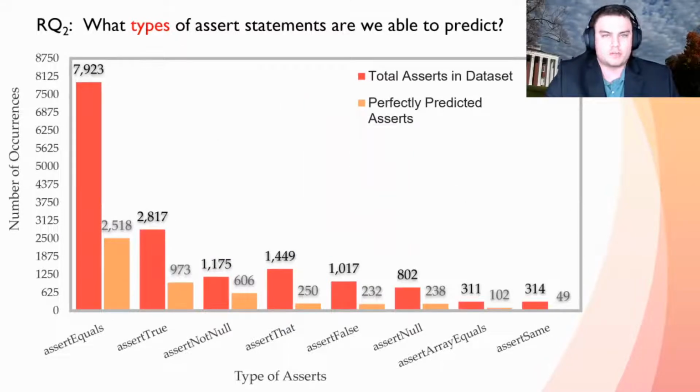The last research question I want to talk to you about is the types of assert statements we're able to predict. This is important because we want to have a model that generates a variety of assert statements and is capable of generating those assert statements for the particular test and focal method at hand. In the red bars, you can see the total asserts in our testing data set, and in the tan column, you can see the perfectly predicted assert statements for that given type. And you can see even for our least represented assert statement, assert array equals, we are still able to perfectly predict almost a third of those assert statements.